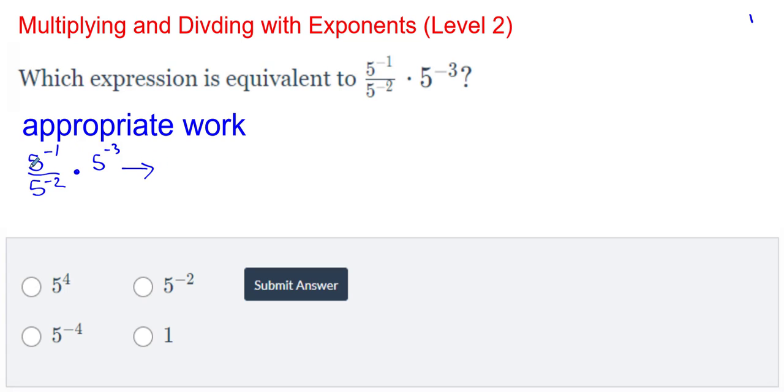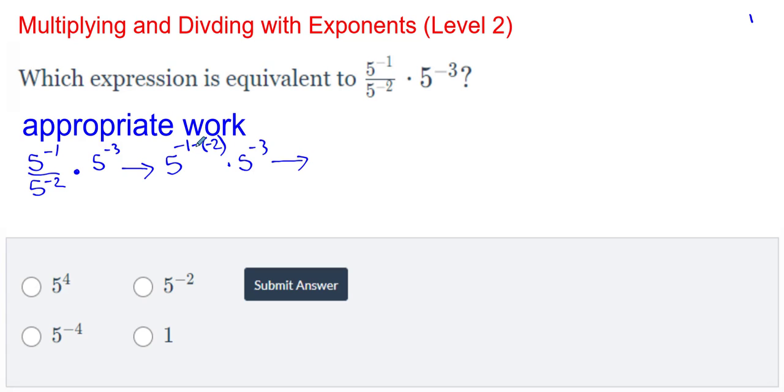So I'm going to simplify 5 to the negative 1, divide by 5 to the negative 2. Please remember that when the base is the same and we're dividing, we're actually going to subtract the exponents. So I'm going to put 5 to the negative 1, subtract a negative 2 like that. And then we're going to rewrite and put 5 to the negative 3.